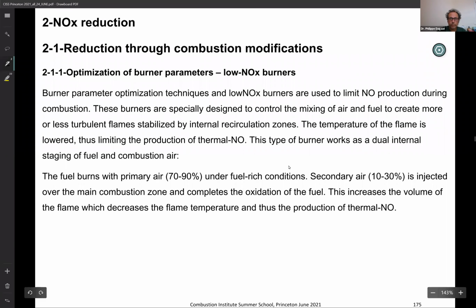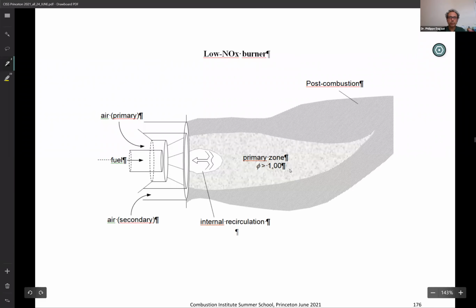I'll show you a scheme of this type of burner. So you have here the recirculation zone, the primary zone, which is fuel-rich, excess of fuel compared to air, and the injection of secondary air here that will burn the unburned species. So this way you can reduce NOx emissions significantly.